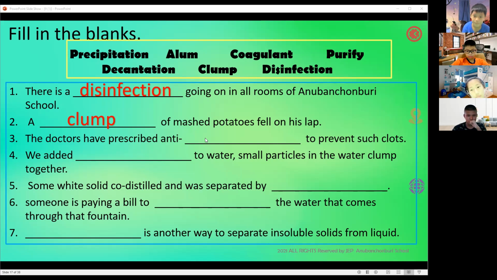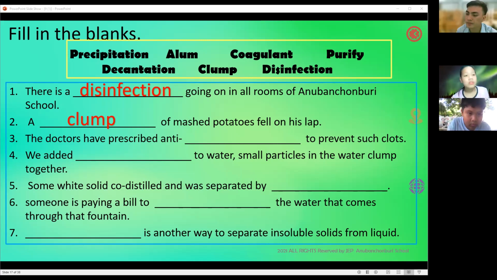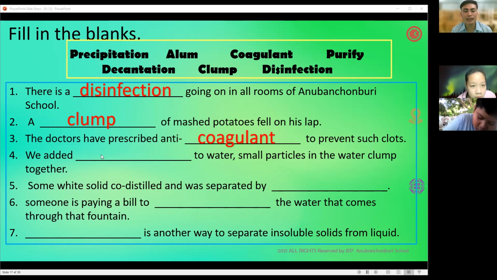So what is the answer here? The doctors have prescribed anti-blank to prevent such clots. What is the answer? Yes? Coagulant. Very good. Can you read, Nataya, the answer? The doctors have prescribed anticoagulant to prevent such clots. Perfect. Anticoagulant. Number 4. We added blank to water and small particles in the water clumped together.